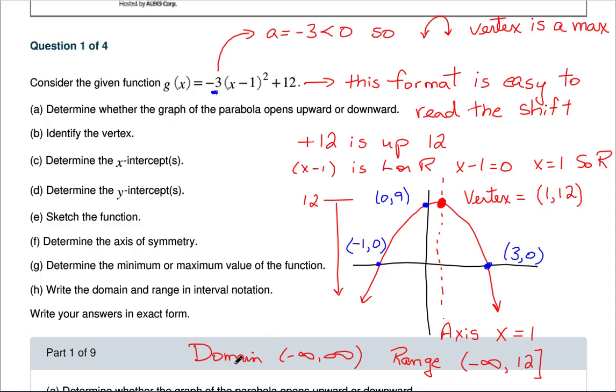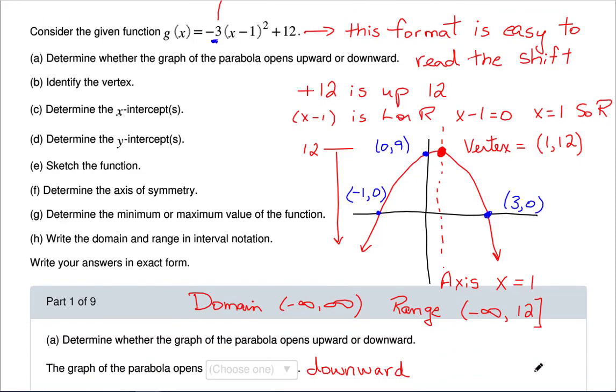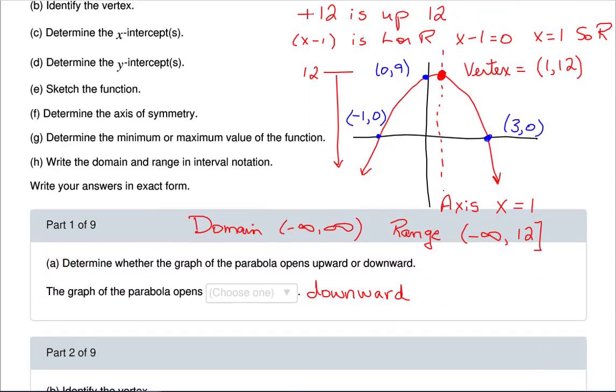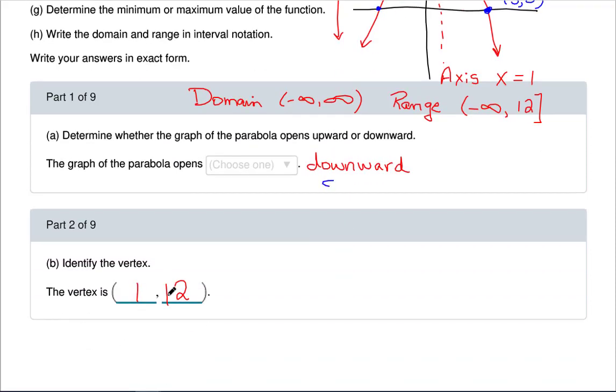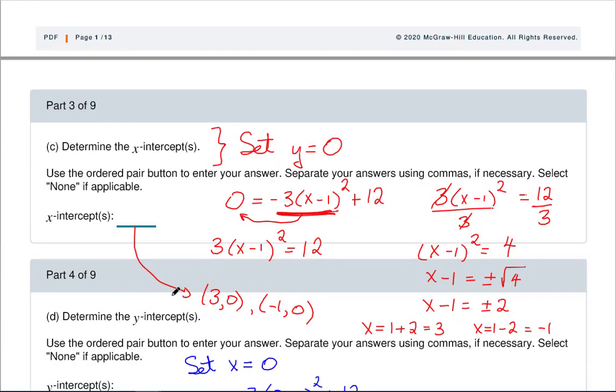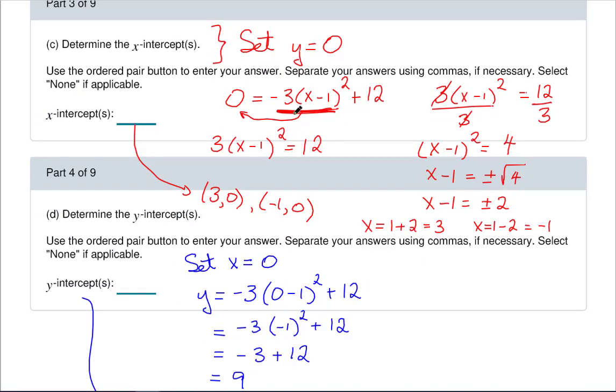The domain is all real numbers. The range, well, the highest is 12, and it goes down forever, so minus infinity to 12. Now the x and y intercepts, let's see, there's a question about does it open up or down. Ours is down. Vertex we already identified.